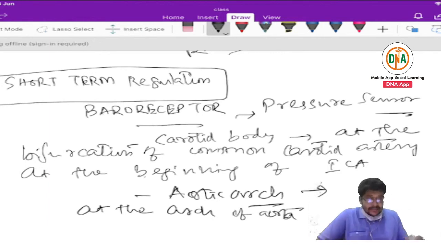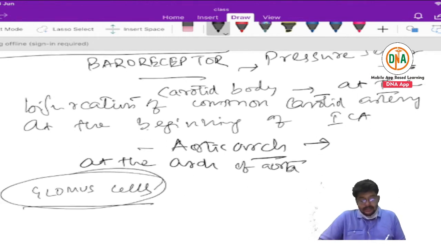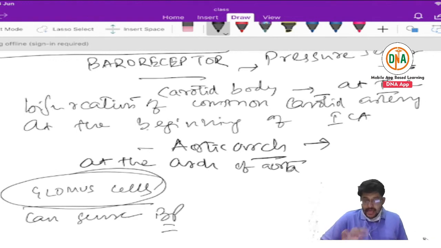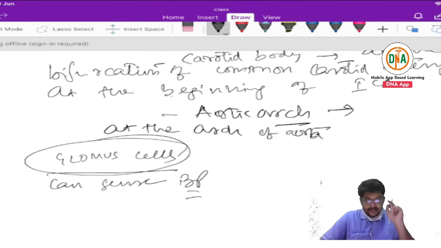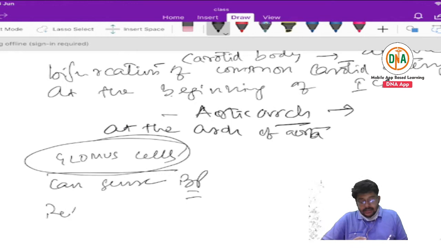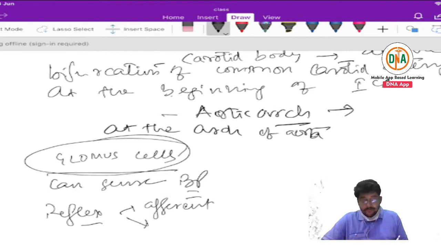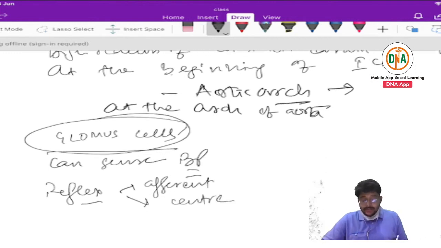So what can they sense? They have glomus cell, and they can sense blood pressure. Now they are connected. They can initiate a reflex, and a reflex means it will have afferent, it will have center, it will have efferent.